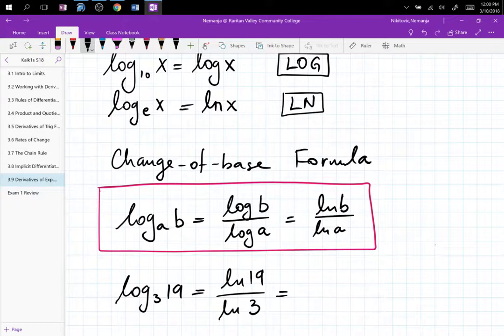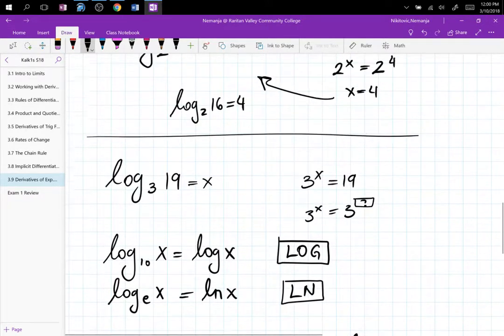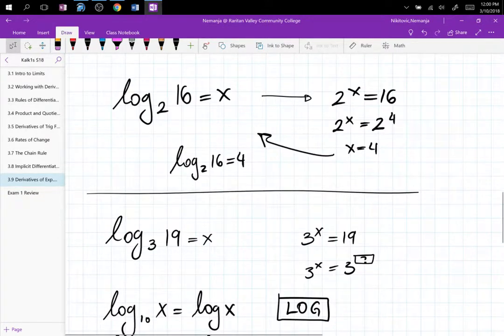So I have ln 19, close parenthesis, divided by ln 3. Keep 4 decimals, that's civil enough. So 2.6801. And now you understand why you couldn't solve this problem the way you solved the previous problem. Because this unknown exponent for 3 is 2.68014385 and then decimals probably forever. Right?